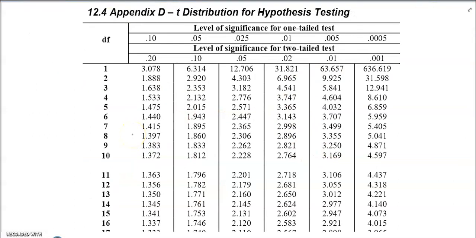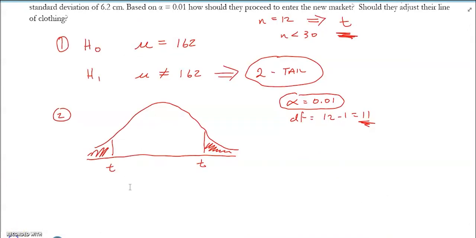And when we jump to the t-table, we're going to be using the two-tail row, alpha 0.01, and degrees of freedom was 12 minus 1, which is 11. And so the magic value in this case, or the critical value, is 3.106. So the critical values are going to be 3.106 and negative 3.106.